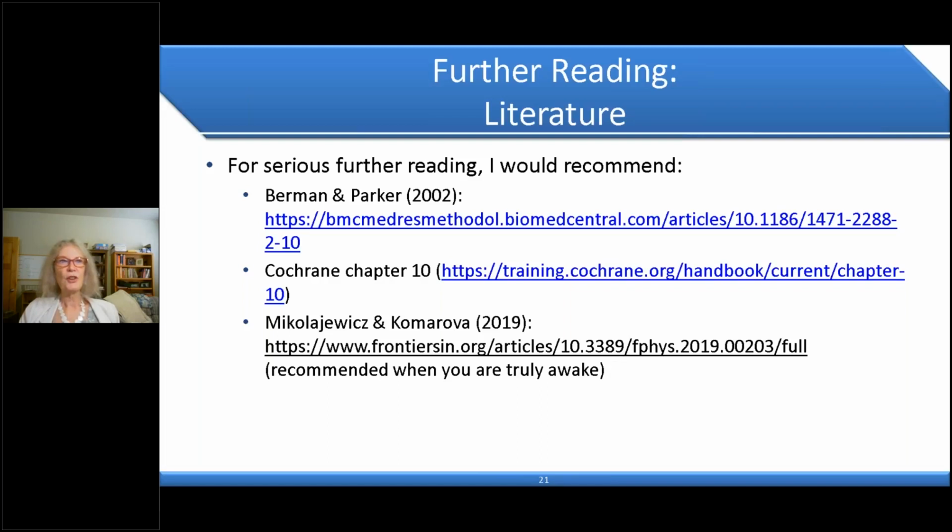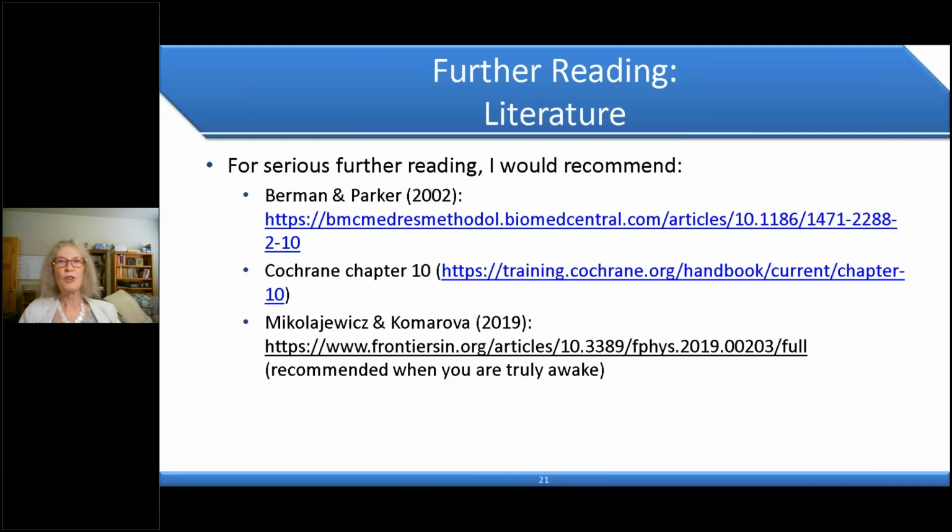There's also Cochrane, Chapter 10, which talks about meta-analysis and goes in depth into some of the things that we've talked about. And I would say that's another go-to place. At least read that through once if you want to get a fuller and perhaps broader training on meta-analysis. And finally, there's this article that came out a couple of years ago.